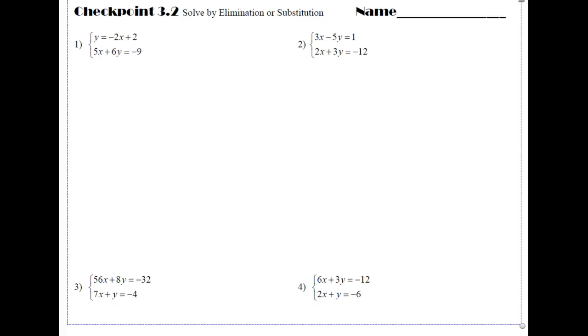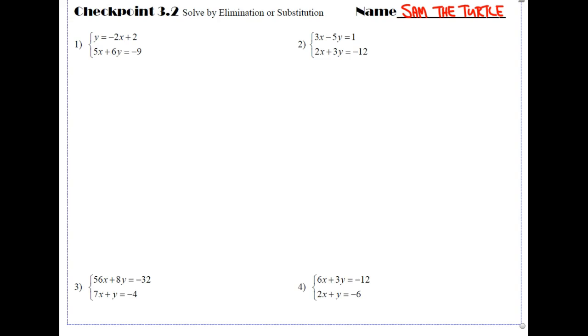All right, first thing we'll do here on this checkpoint is put our name on there. And so today we're going to put our name, Sam the Turtle. Okay.